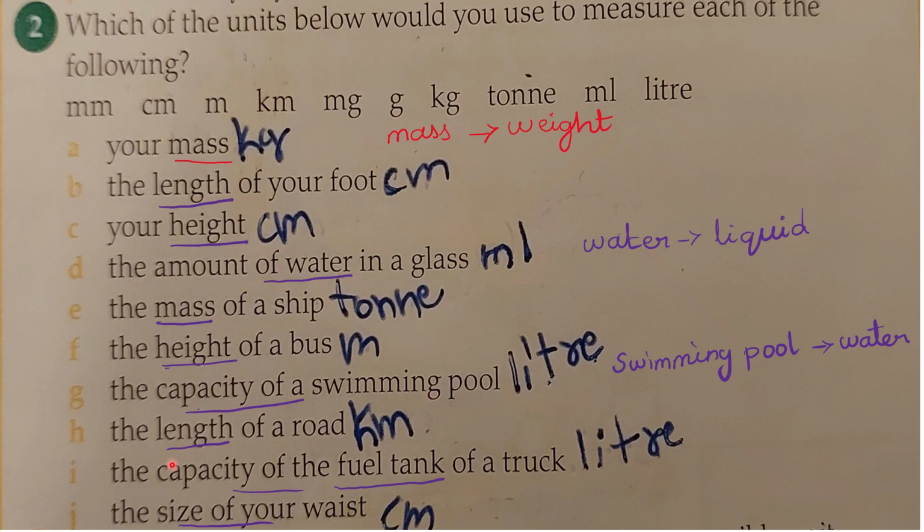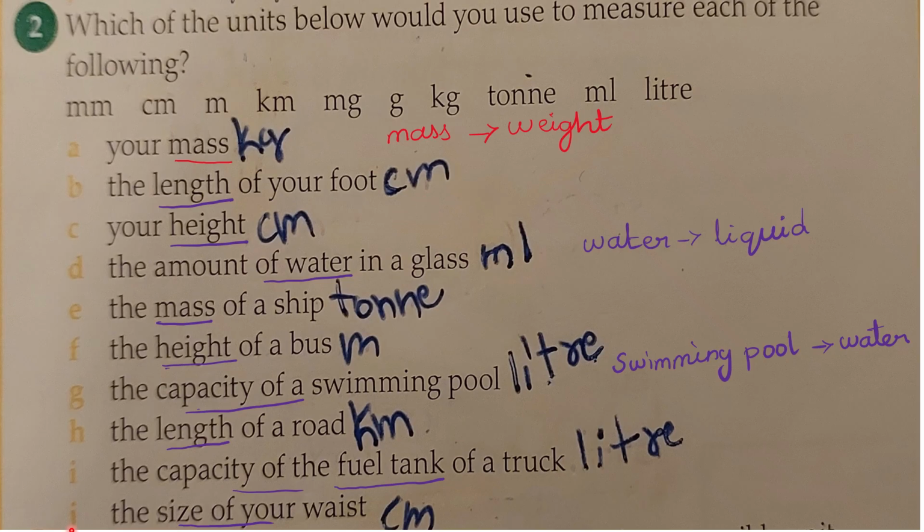Okay. H sum, the length of a road. Okay. So here, what are we talking about? The road. So the length of a road is kilometer. Here the length of our foot, that is centimeter.